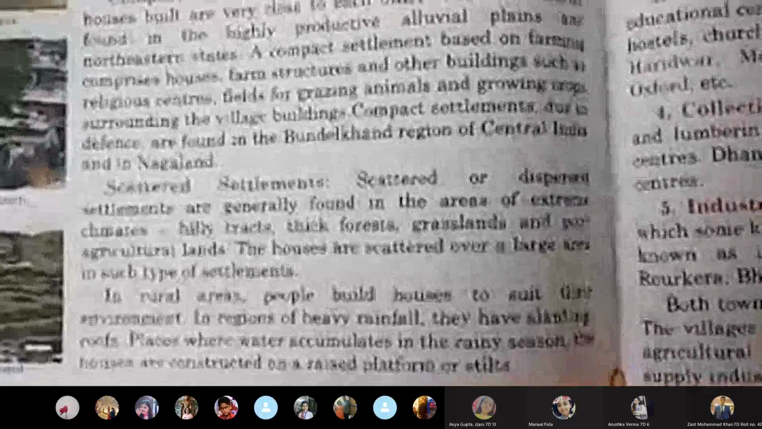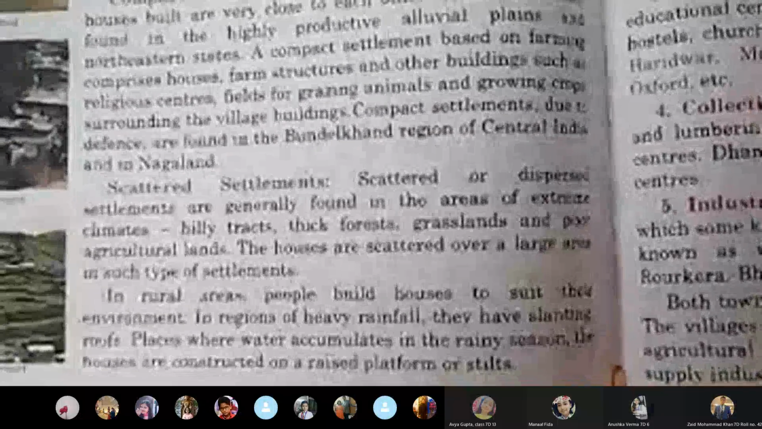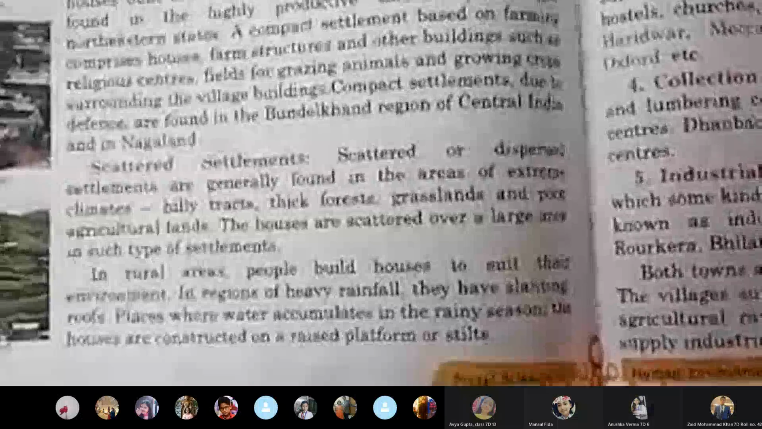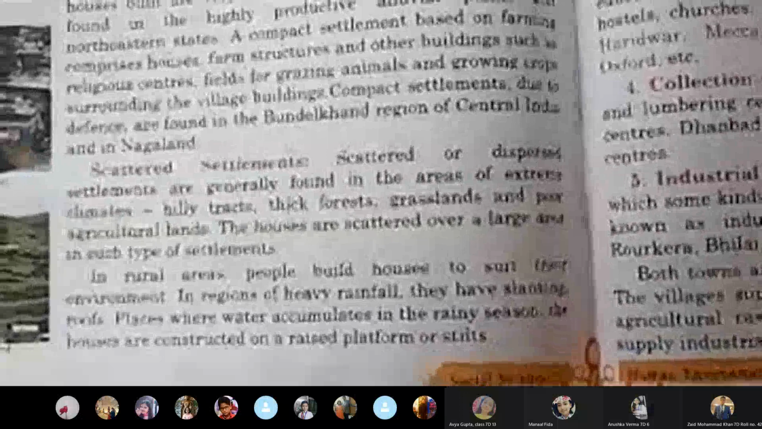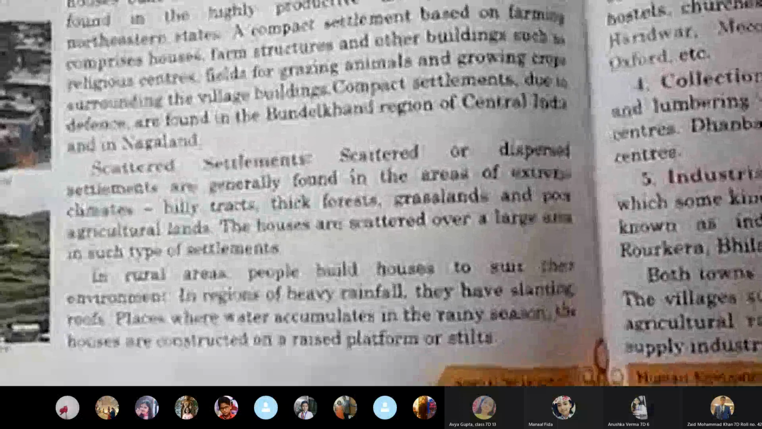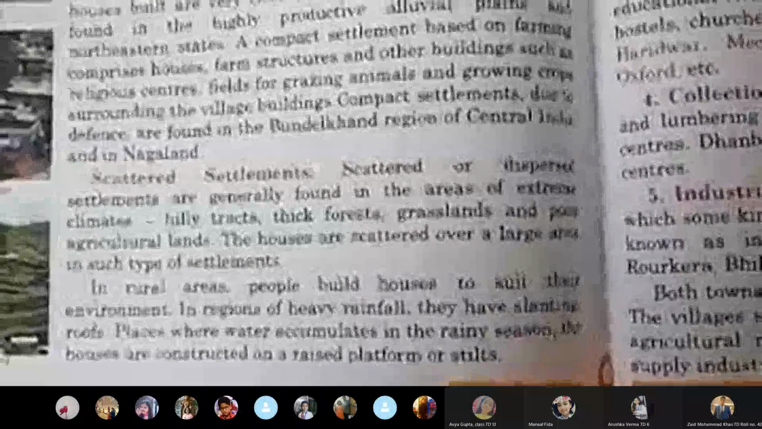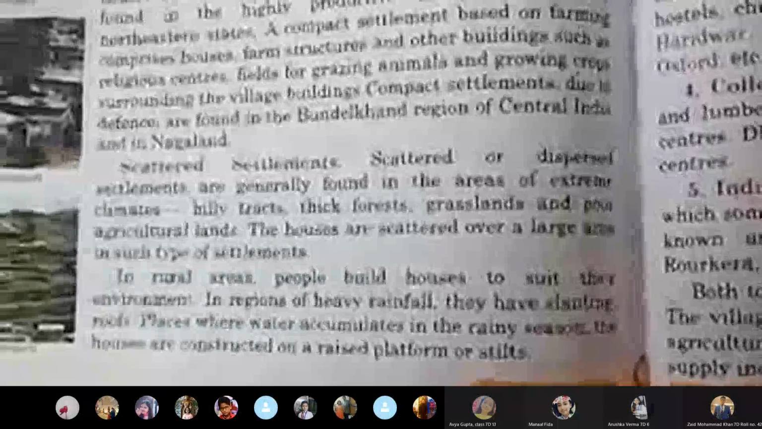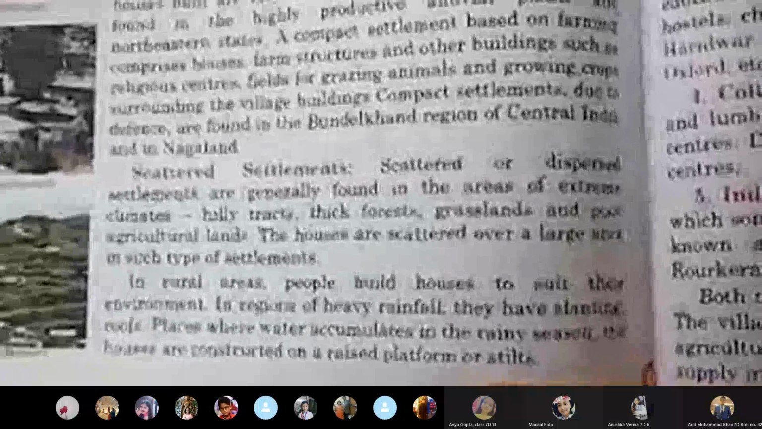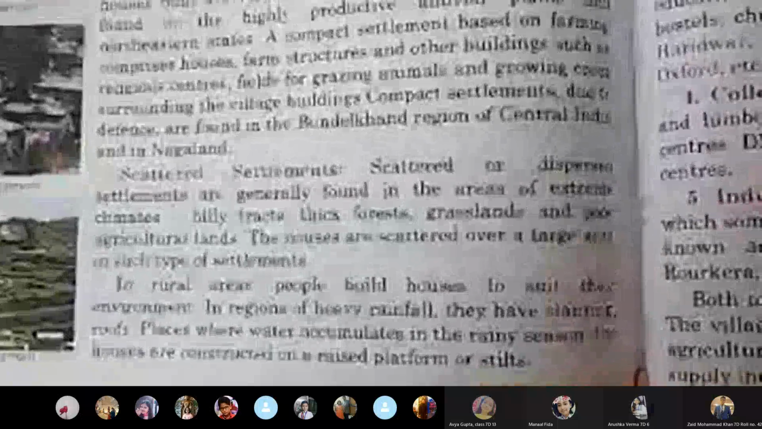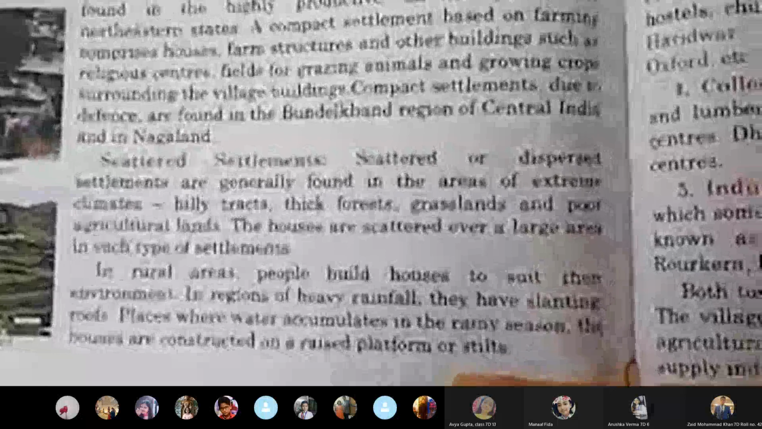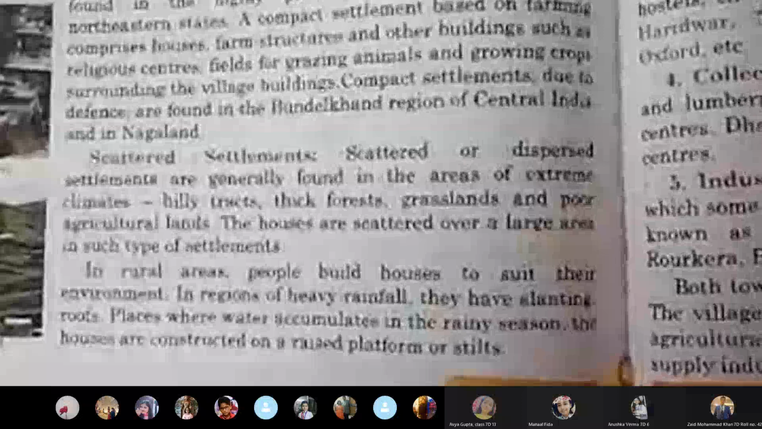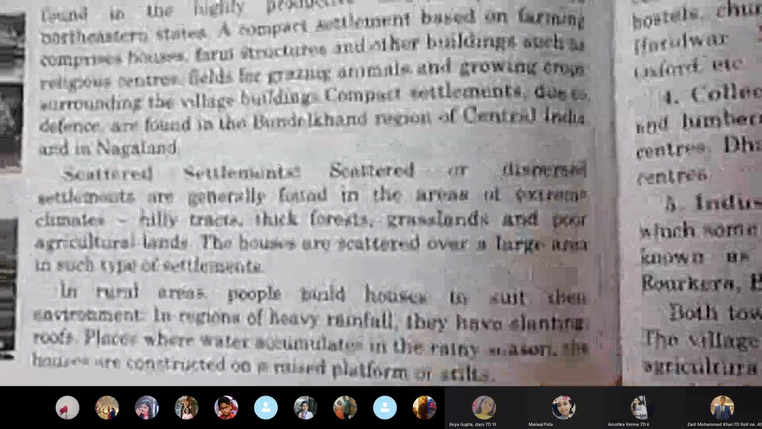Okay, now in rural areas, people build houses to suit their environment. In regions of heavy rainfall, again, they'll have slanting roofs. In places where water accumulates in the rainy season, the houses are constructed on raised platforms, or on stilts. The houses made on bamboo sticks and at a higher level from the ground, these are the stilts, houses built on stilts. That means houses raised from the ground.